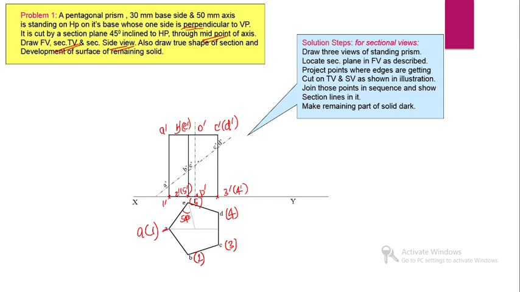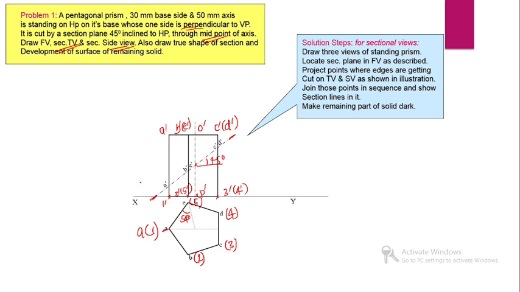Then we can represent the midpoint of the axis. Then we can represent the section plane. The section plane is passing through the midpoint of the axis and is also inclined 45 degrees with HP. Then we can draw a horizontal construction line passing through the midpoint of the axis, and then draw the section plane inclined 45 degrees with that construction line. Then we can use a chain line with thick ends to represent the section plane.